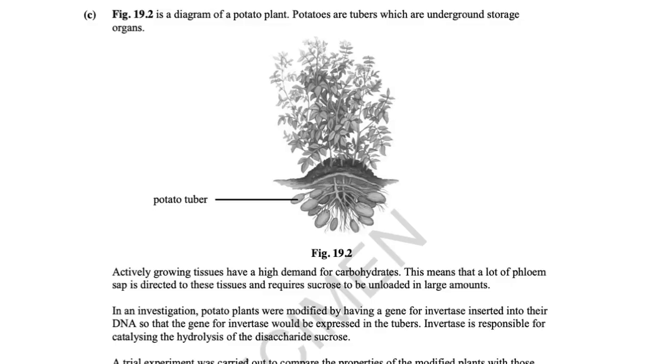So on to a data analysis experimental question. It shows you a diagram of a potato, and potatoes are tubers, which are underground storage organs. The point here is that the products of photosynthesis in the source, which is the mature leaves, taking in carbon dioxide and joining it with water to produce carbohydrates, are transported down into the storage organs, which are the tubers.